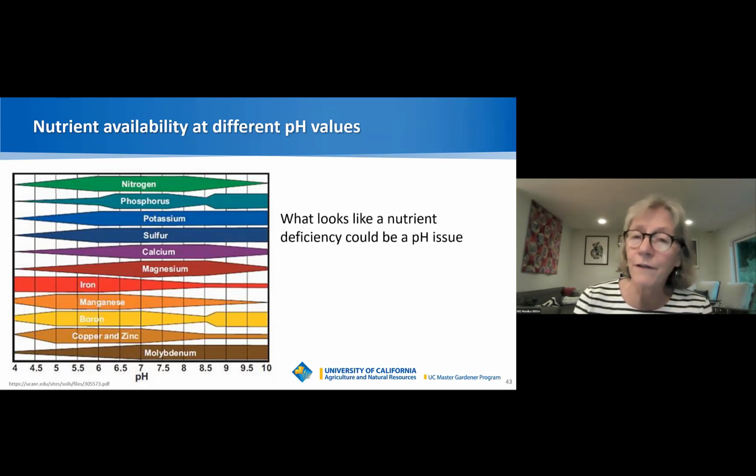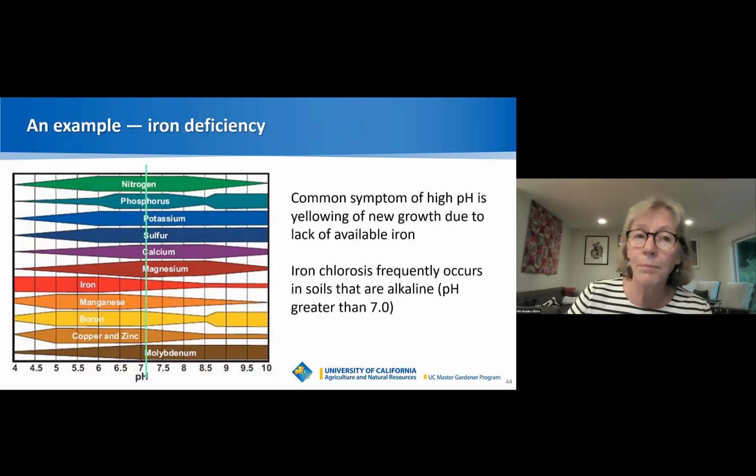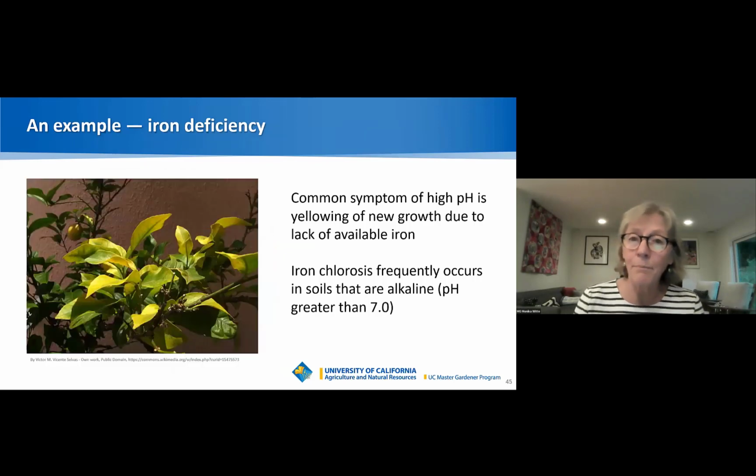So what looks like a nutrient deficiency could actually be a pH issue. And extra fertilizer won't be able to fix a problem that's caused by a low or a high pH. For example, a common symptom of high pH is yellowing of new growth due to a lack of available iron. Iron chlorosis frequently occurs in soils that are alkaline, so pH greater than about 7. And this is an example of what that might look like. A lemon tree that has chlorotic leaves, they're yellowing leaves where you can still see the green veins in the leaf.